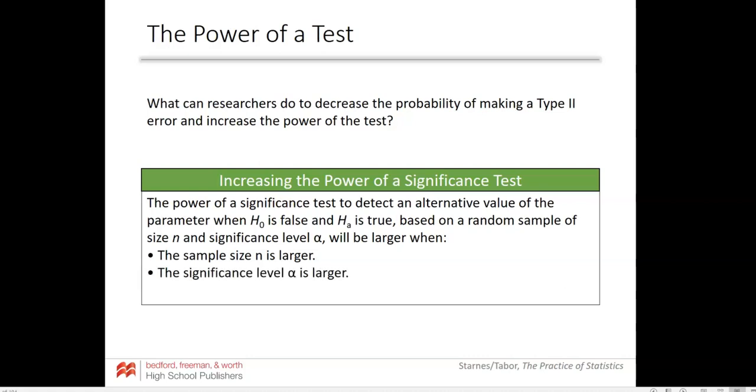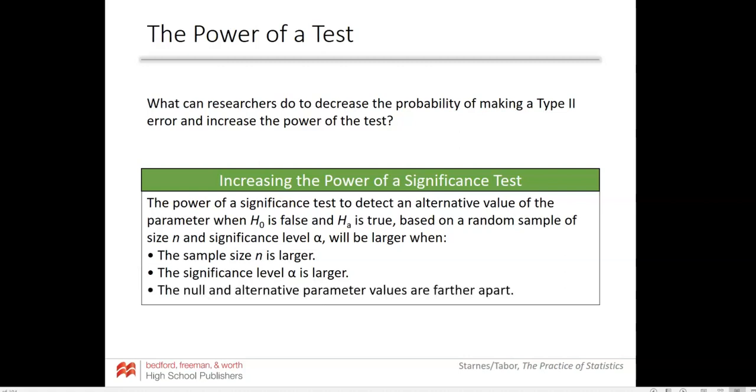Another is making the significance level, alpha, larger because, remember, alpha and beta are related. If alpha is bigger, beta, which is type 2, where alpha is type 1, is going to get smaller. If type 2 gets smaller, the power gets larger. So alpha and power kind of move at least somewhat in tandem. Not exactly the same way, but somewhat in tandem. At least if one goes up, the other one goes up.